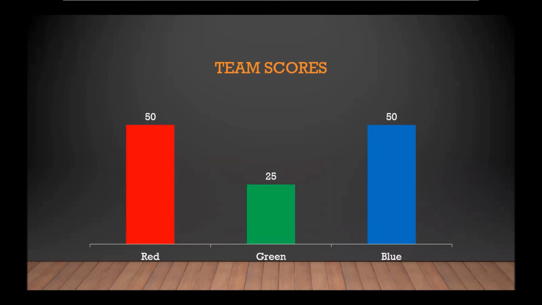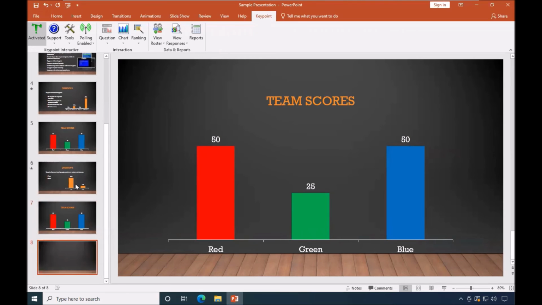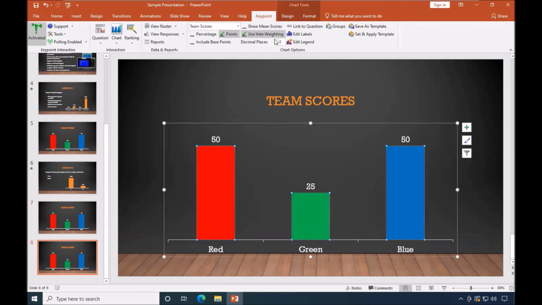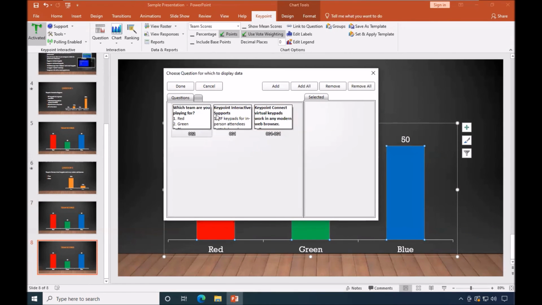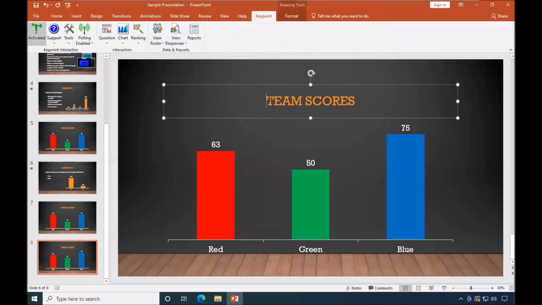Now we need to show the total scores for all our questions. The easiest way to do that is to duplicate a team scores chart and then use the link to question feature you may remember from the pre-post comparison tutorial. I'm going to select my two competition questions so that this chart totals them together. On the Keypoint tab here is also where you could factor in any base points that you assign to a team. I should probably change the title just to make it clear that this one is showing totals.